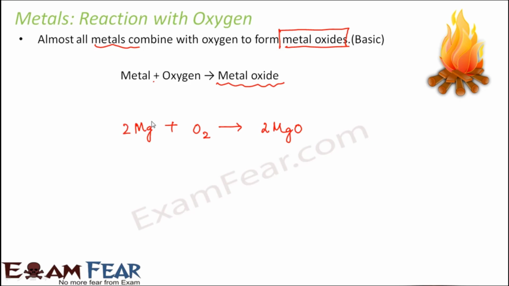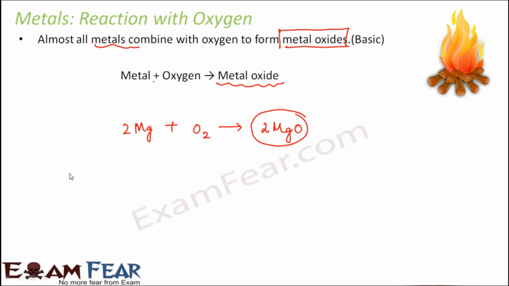So in fact, you would have seen this. If you want, you can perform this experiment in your laboratory where you take a magnesium ribbon and burn it. So when you burn it, obviously it is reacting with oxygen because burning happens in presence of oxygen. And then what do you get? You obtain ash. So the ash which you obtain is nothing but this magnesium oxide.